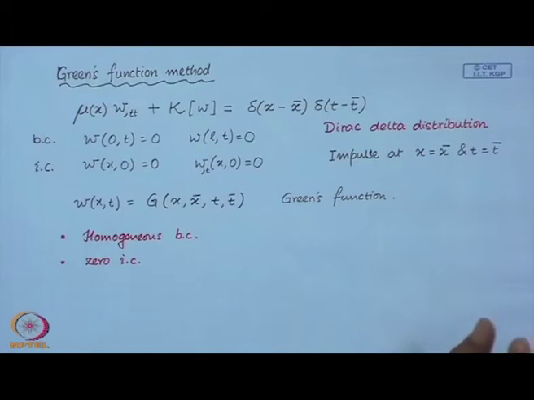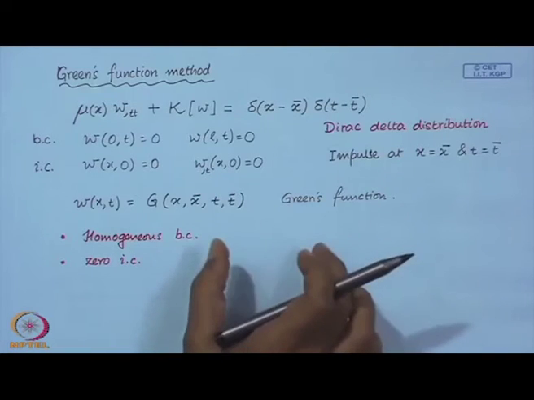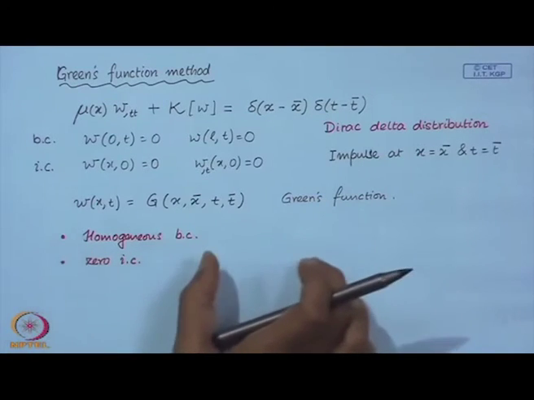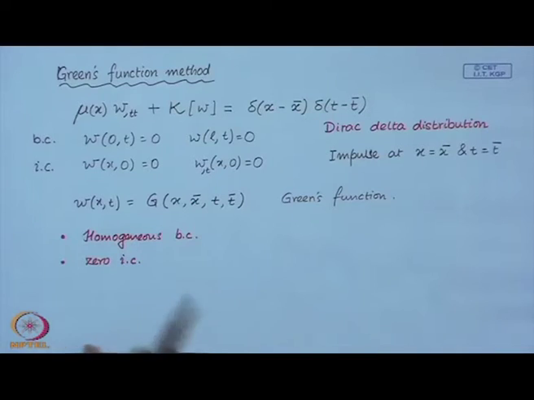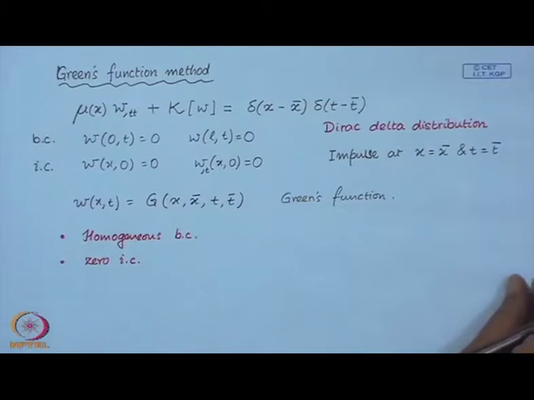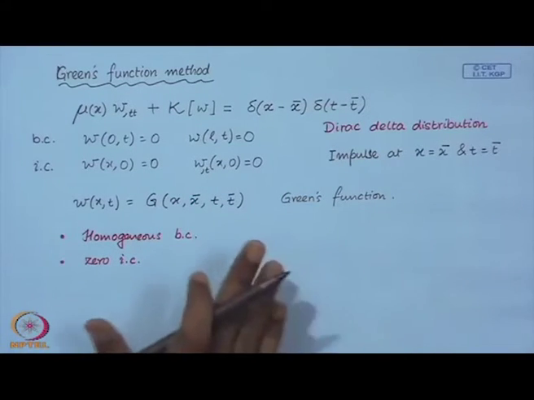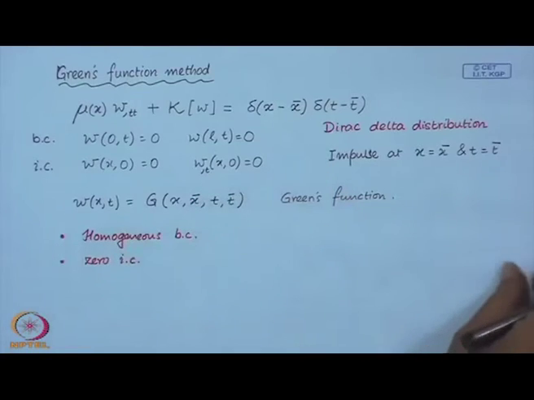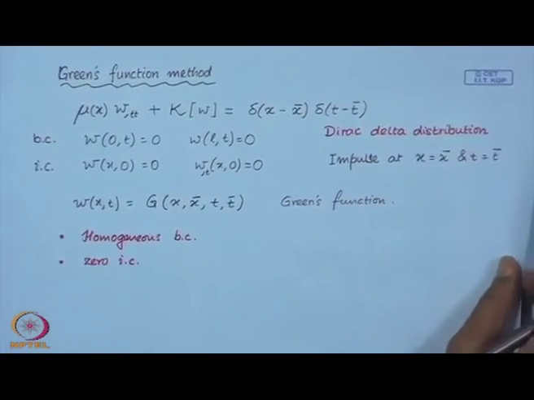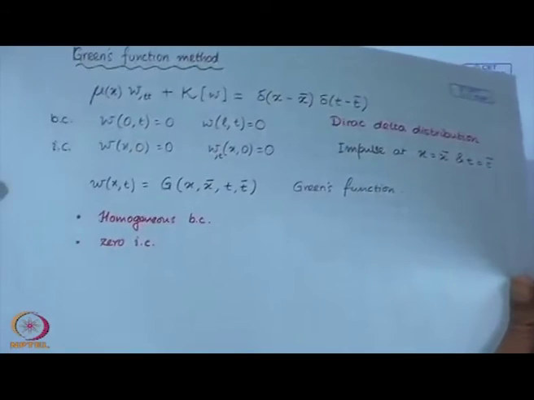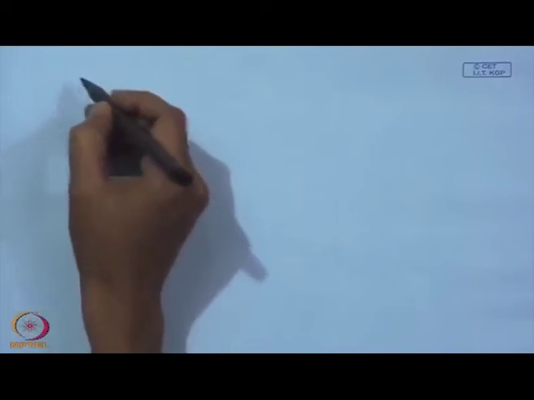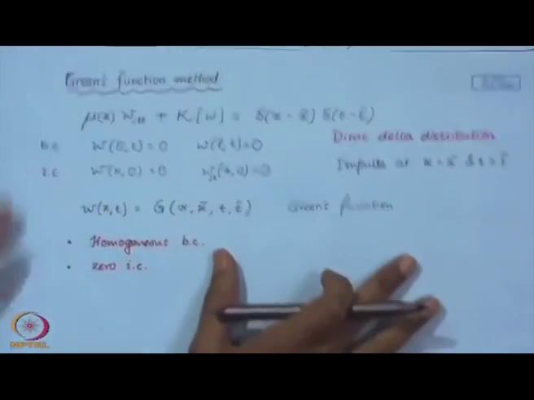So, homogeneous boundary conditions, 0 initial conditions, and we have seen in a previous lecture how non-homogeneous boundary conditions can be converted to homogeneous boundary conditions. So, if required, we have to do that and then calculate the Green's function. Let us first look at how this Green's function method works.